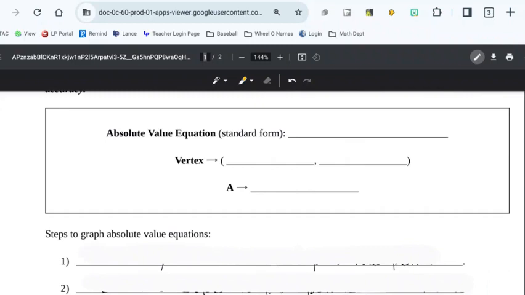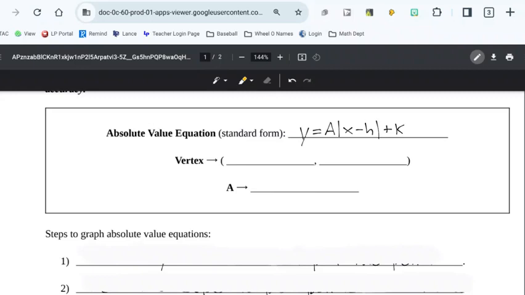So the first thing we're going to take a look at is our absolute value equation written in standard form. When it's written in standard form, that's going to help us graph. So standard form is as follows: y equals a times the absolute value of x minus h, close the absolute value, plus k.